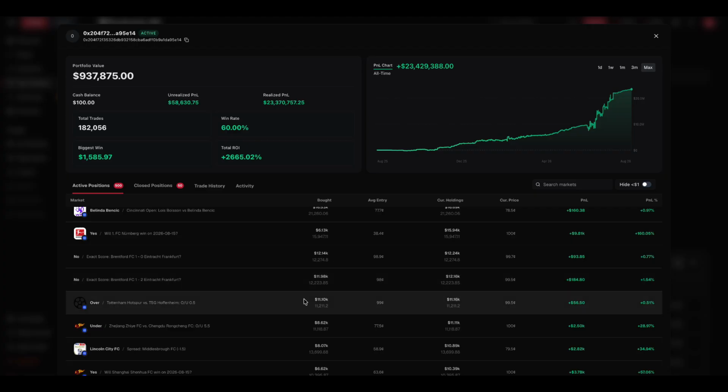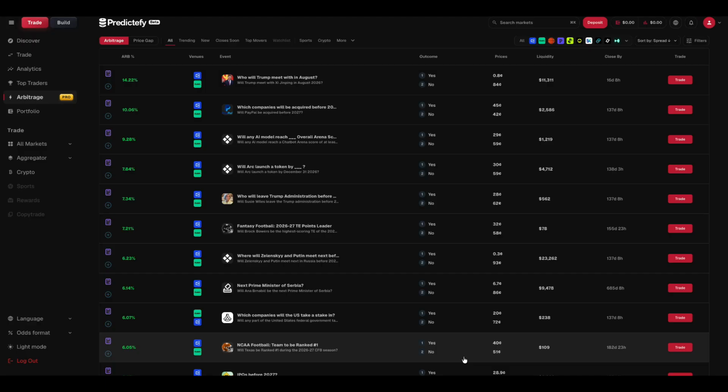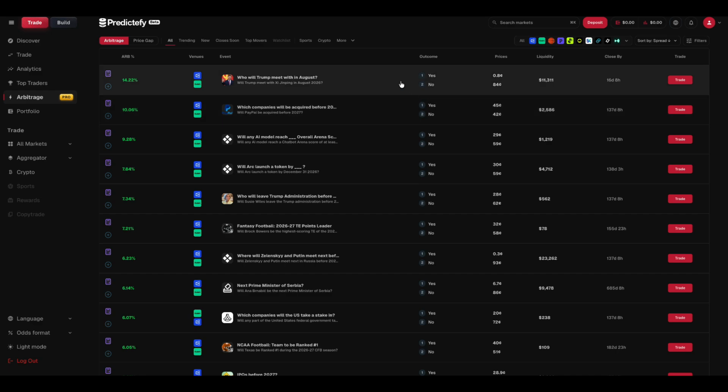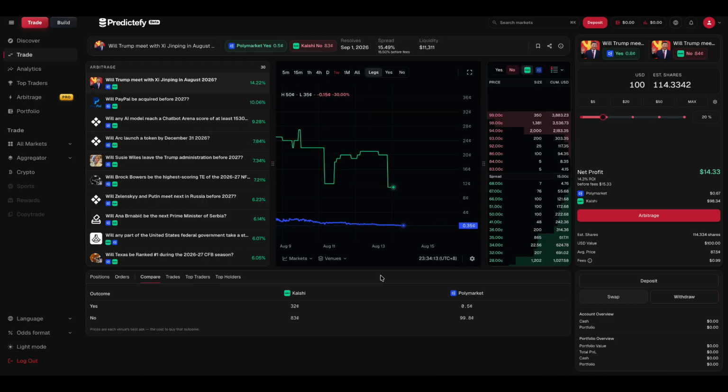So personally, I'm less interested in trying to guess the next market that someone like SwissTony is going to win. I'd rather look for something where I don't have to predict the outcome in the first place. And this is where Predictify comes in. Predictify has an arbitrage terminal that lets you scan prediction markets for price differences. So instead of asking who I think is going to win, I'm looking for situations where the pricing across markets doesn't quite line up. And that's a completely different way of approaching prediction markets.